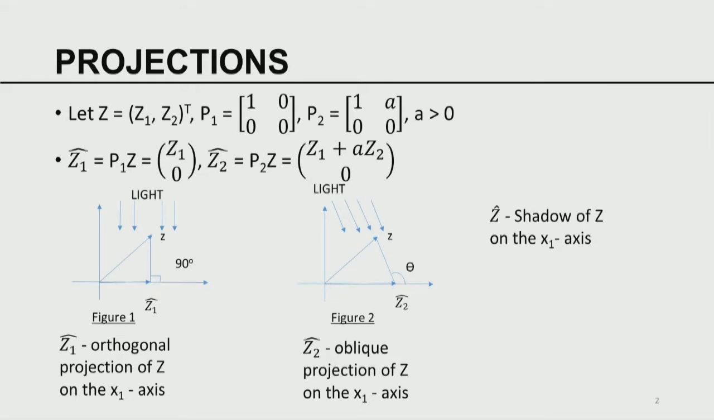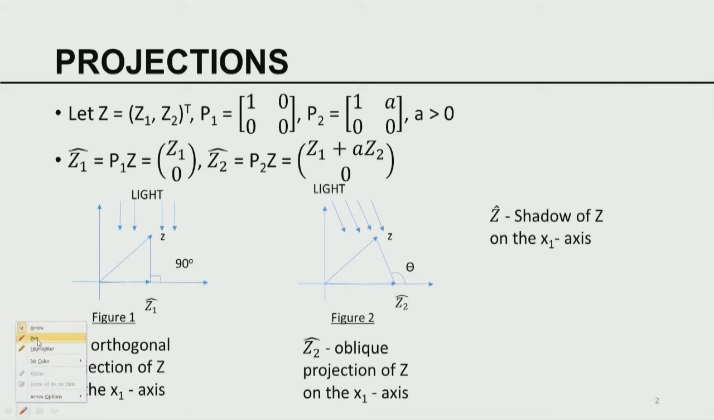Mathematically, this operation of shining light and projection can be thought of as a matrix P1. If P1 operates on z, you get z1 hat. P1 has a form which is 1, 0 in the first row, 0, 0 in the second row. So in this case, P1z is essentially z1, 0. The second component is annulled, the first component is non-zero. So z1 hat is equal to z1. So that is an orthogonal projection.